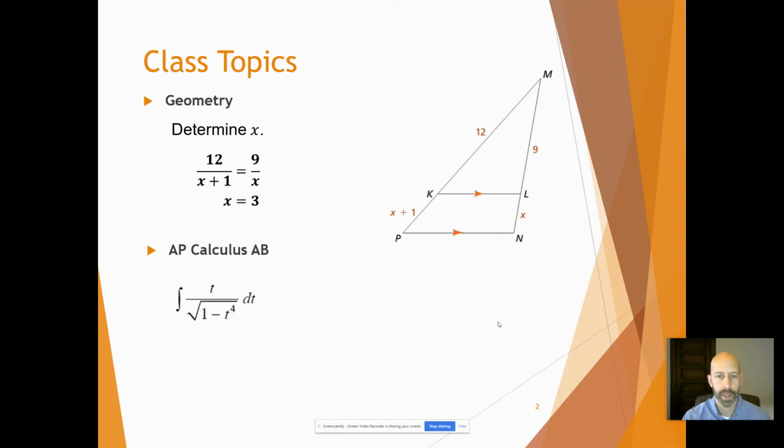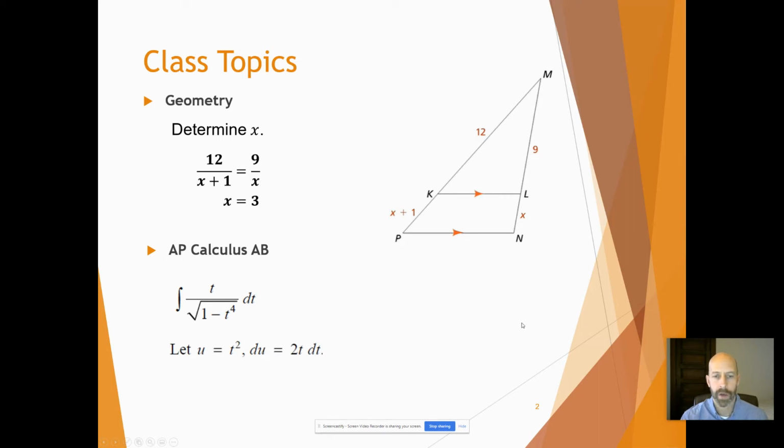In Calc AB, we are looking at more integration. In fact, we're finishing up our chapter 4 on integration. And so here we have the integral of t over the square root of 1 minus t to the fourth dt. Students need to recognize that this is going to be an arc sine integral.